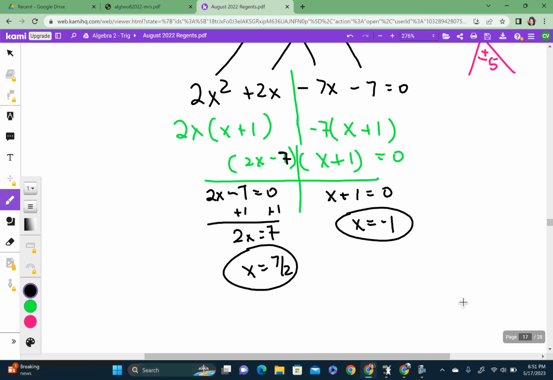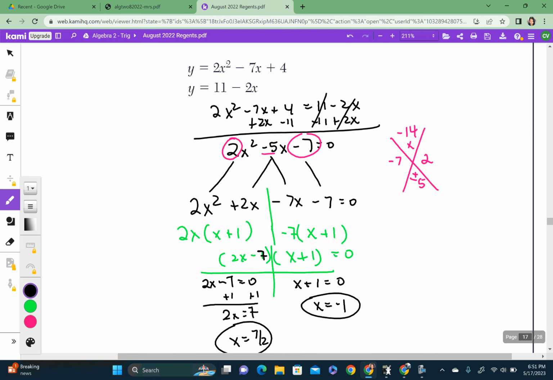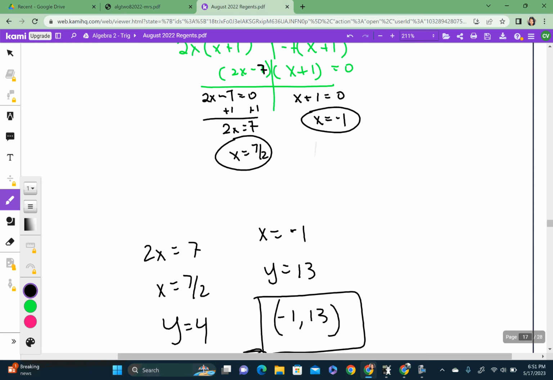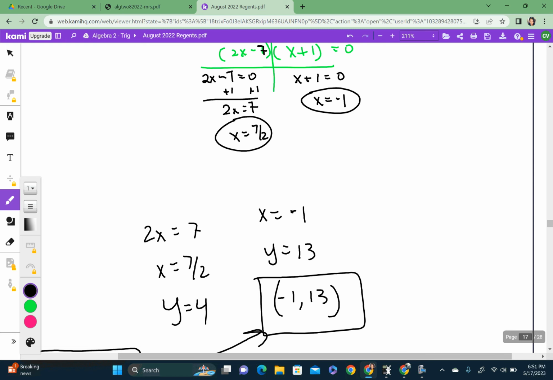So I'm taking my 7 halves and I'm plugging it into either one of my originals. So it's easier for me to plug it into the second one. So I take my calculator, do 11 minus 2 times 7 halves, and I'm going to get that y is equal to 4. I did it over here, down here already. So y is equal to 4.